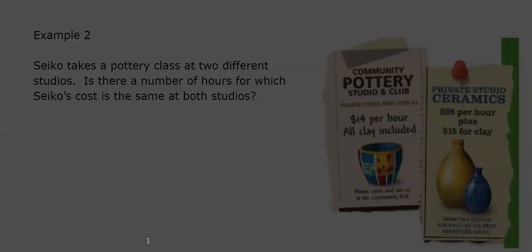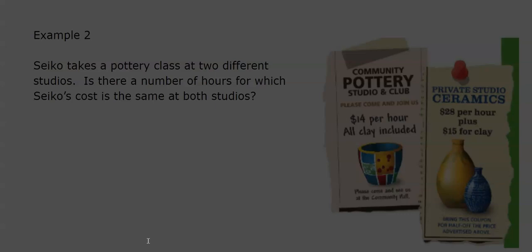Example 2. Seiko takes a pottery class at 2 different studios. Is there a number of hours for which Seiko's cost is the same at both studios? Okay, so what we're going to do is write an equation for the cost at one studio and another equation that represents the cost at the other studio. I'm going to use C for cost and H for hours.